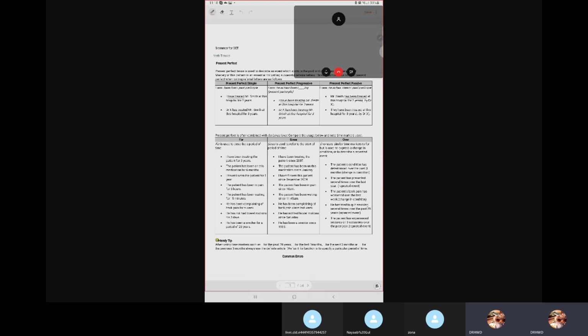Can anybody tell me the difference between a present perfect simple tense and a simple past tense? What's the difference between present perfect simple tense and a past simple tense? Any difference? Anybody has any idea? Because this is where I'll be asking you questions. Can you guys hear me? Dr. Najinda, can you hear me?